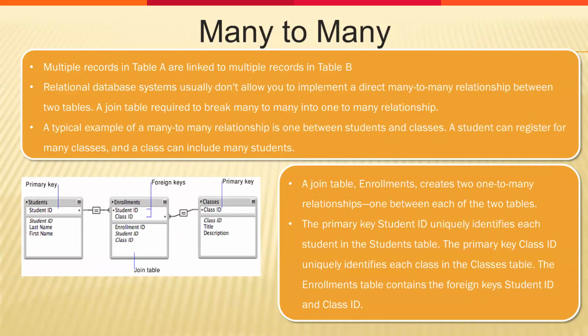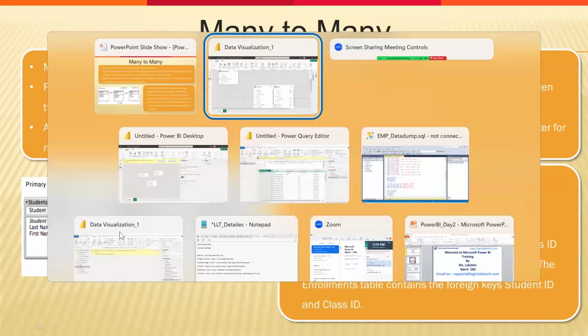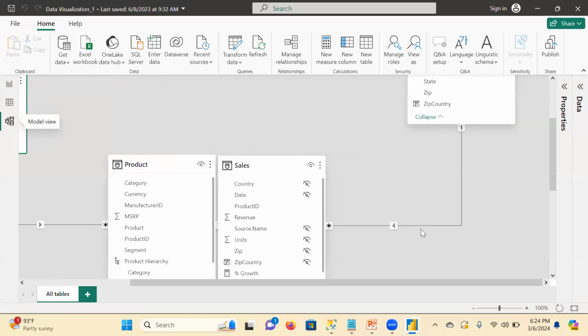Many-to-many relationship: both tables are going to have multiple records. For example, one student might enroll in multiple courses. And you can see here, many-to-many. Let me show you with an example.